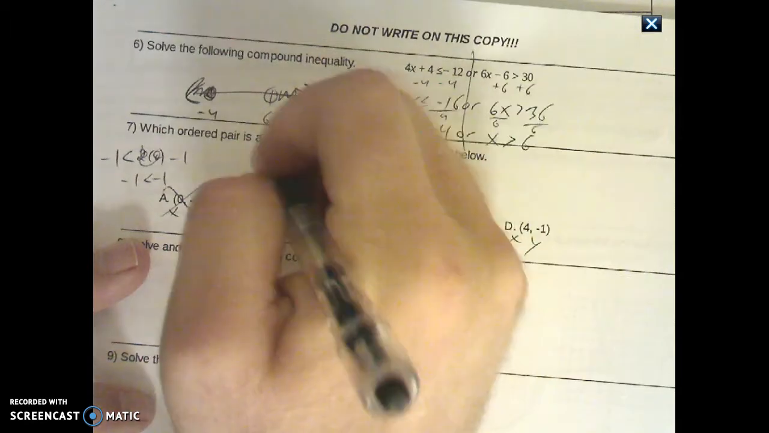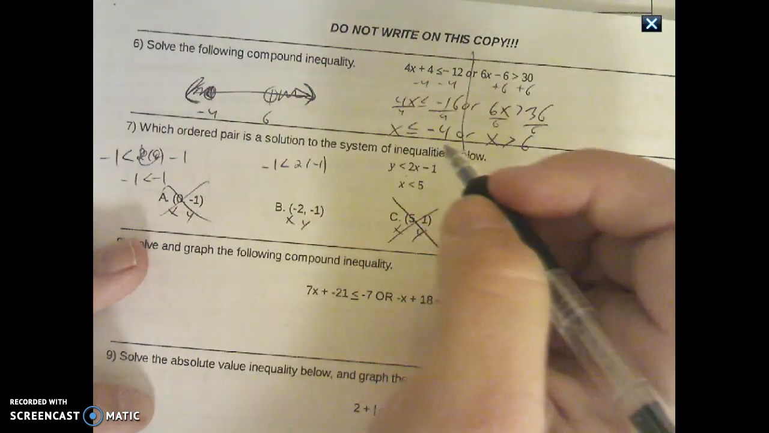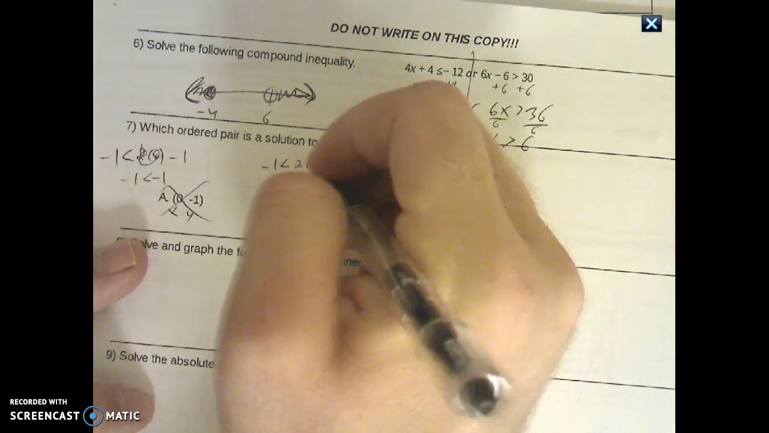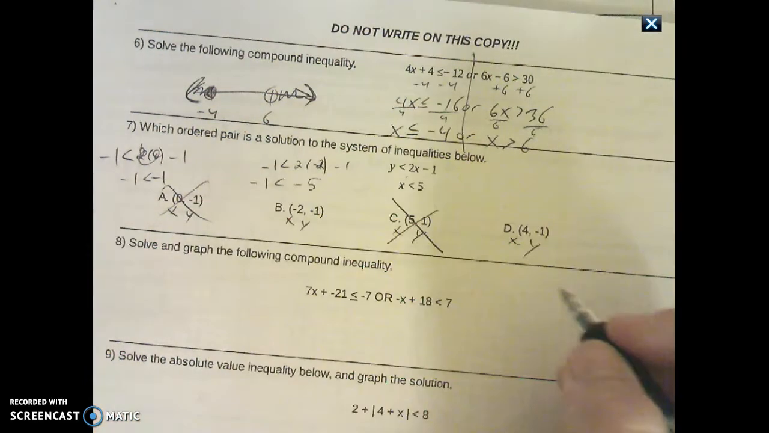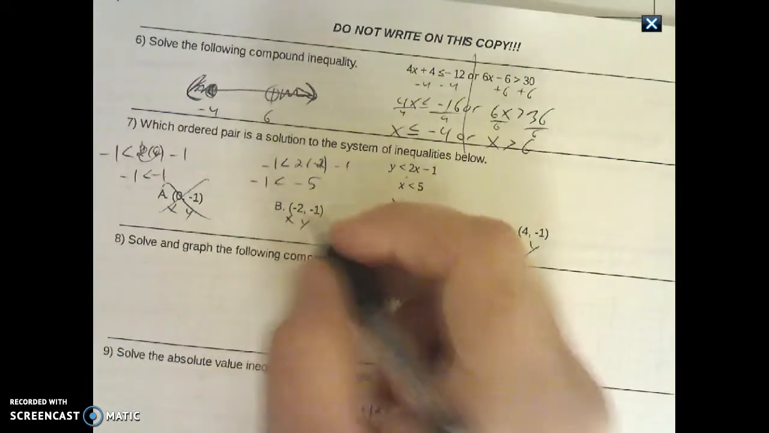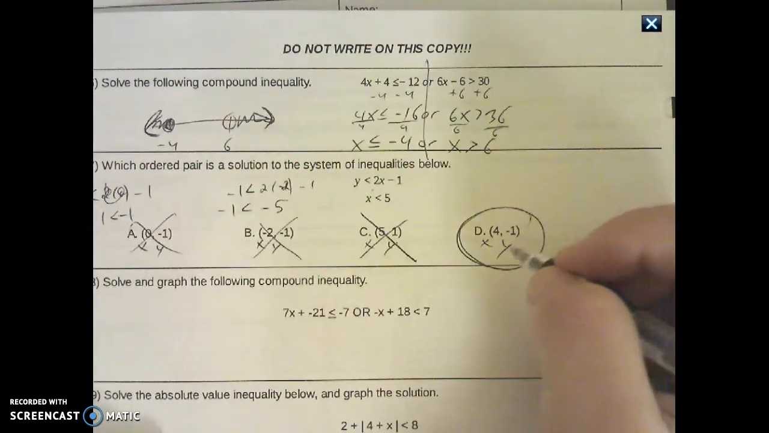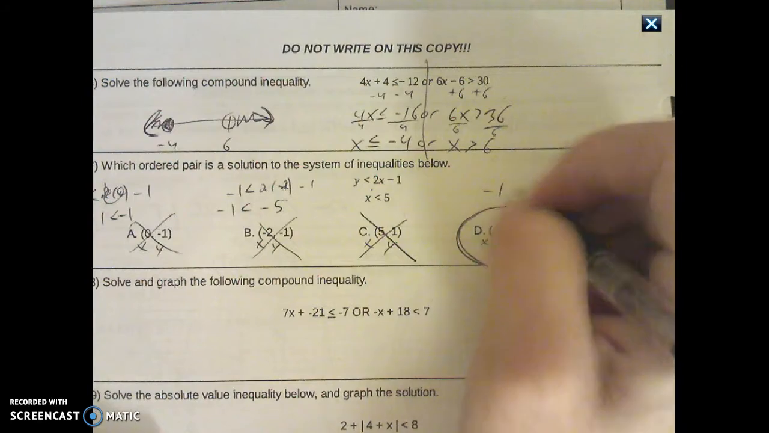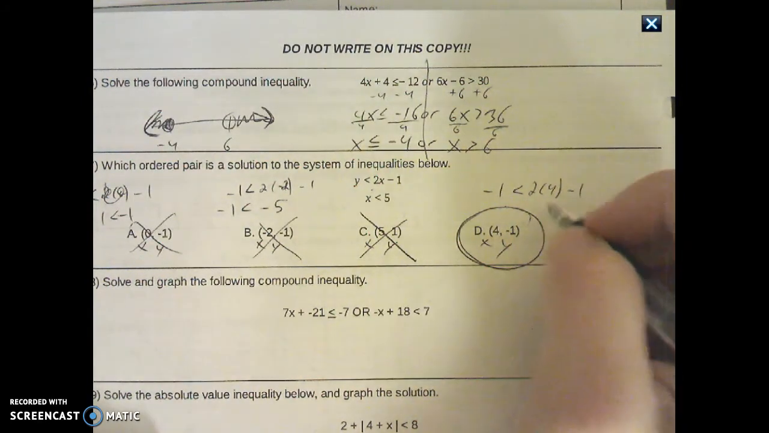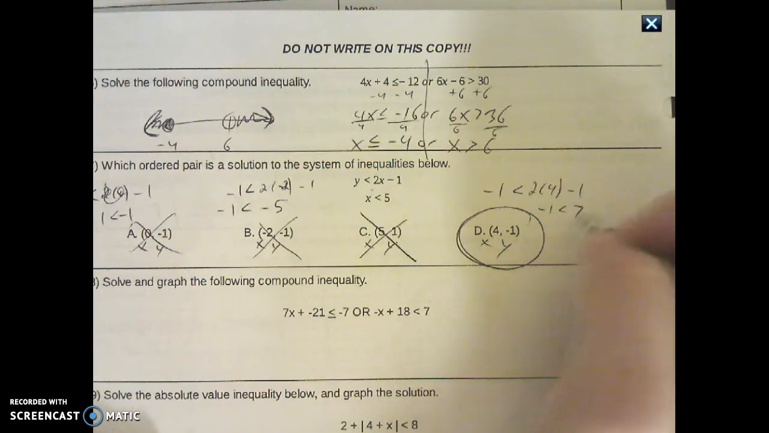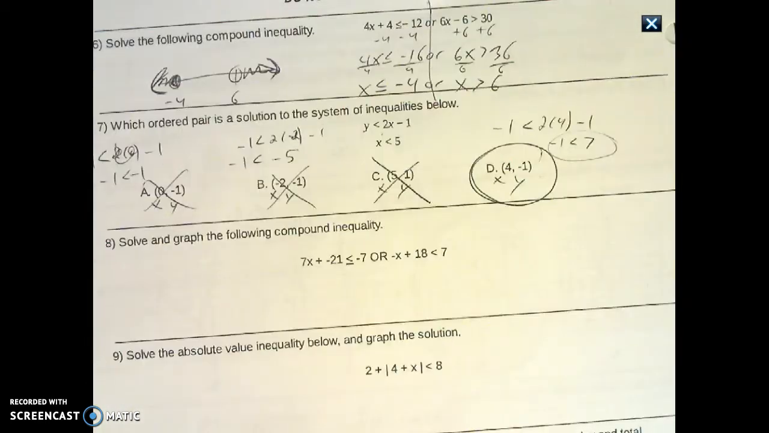Look at your next one. Plug negative 1 in for y. 2 times negative 1. Oh, I'm sorry, 2 times negative 2. Minus 1. That gets me negative 5. Is negative 1 less than negative 5? No. Cross that off. Just to show you how this works, if I plug negative 1 in for y, 2 times 4 is 8. Minus 1 is 7. 7 is greater than negative 1. That wins. Okay? All's well.